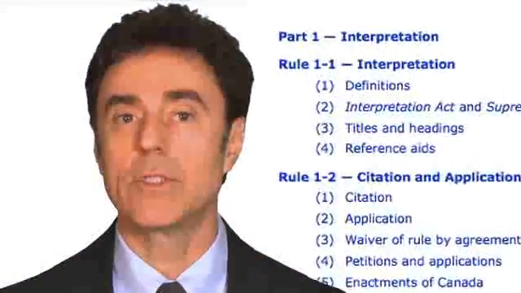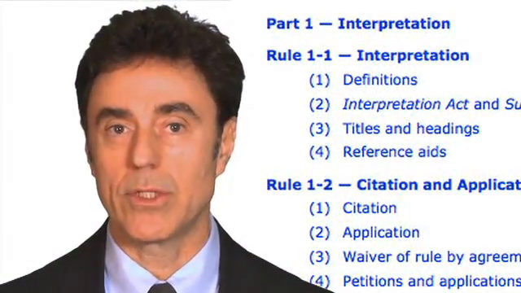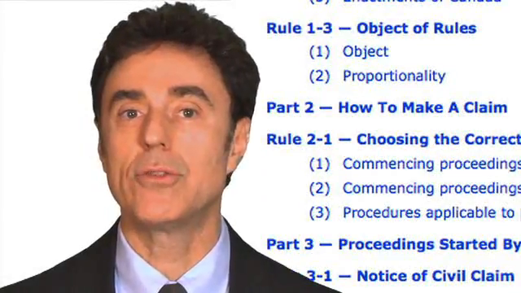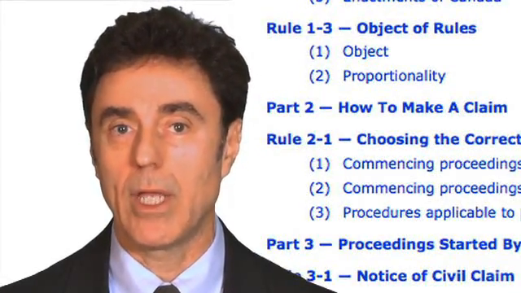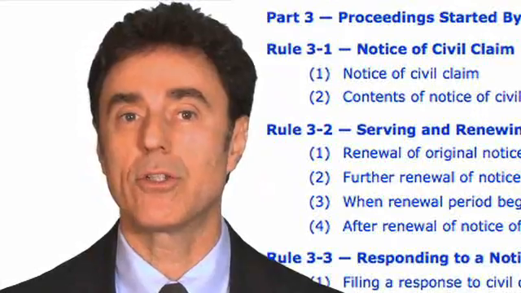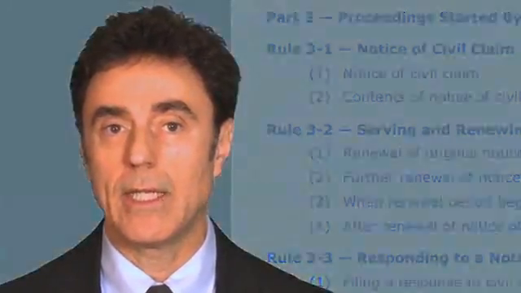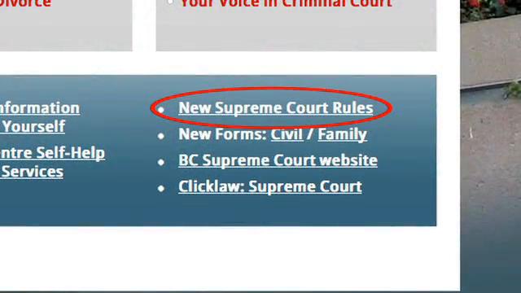If you look at the table of contents for the rules, you will see that they are listed in the order that your case will probably follow. For example, Part 1 of the rules tells you when to use the rules. Part 2 tells you how to choose the correct way to proceed in court. Part 3 tells you how to start your claim, and so on. If you have a question about the next step when taking your case to court, the Supreme Court rules are the first place that you should look. You will find answers to all your procedural questions.